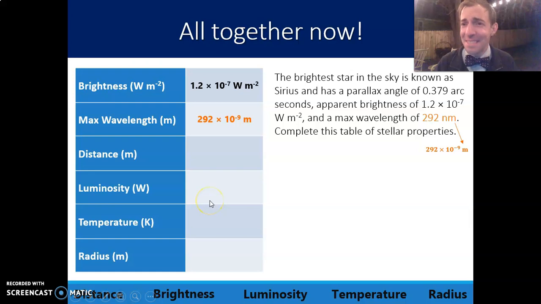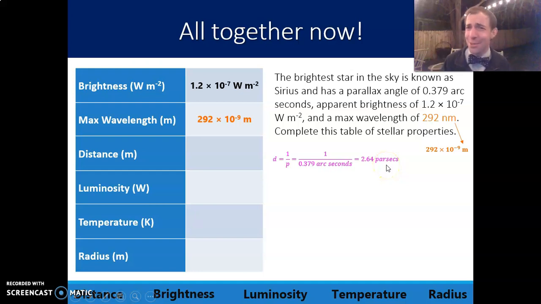Next, we need to find the distance. The way we found it before, if you remember, is we take that parallax angle and plug it into this relationship: the distance in parsecs is 1 over the parallax angle in arc seconds. So 1 over 0.379 will give you 2.64 parsecs.